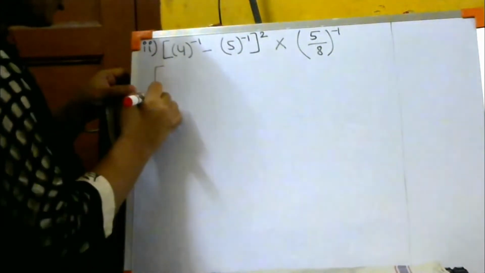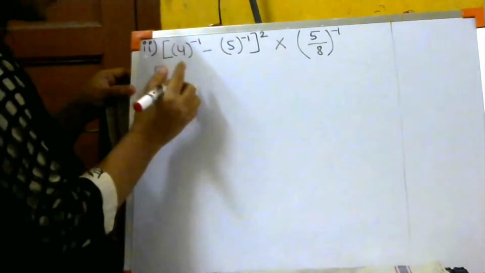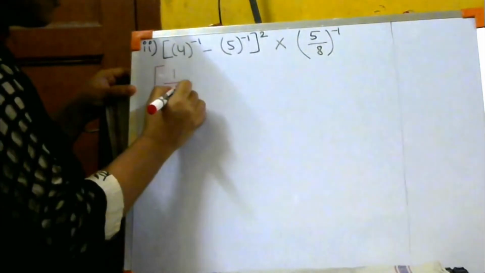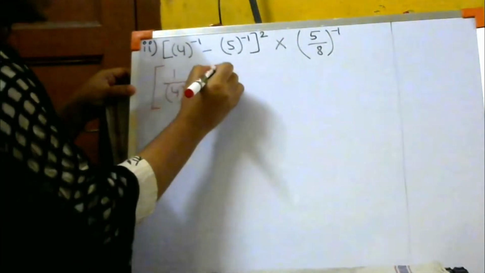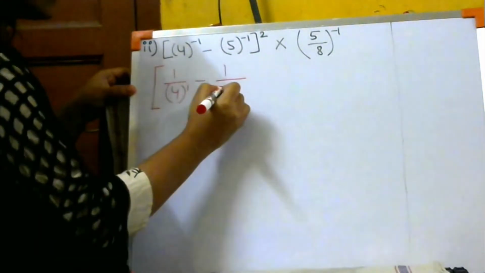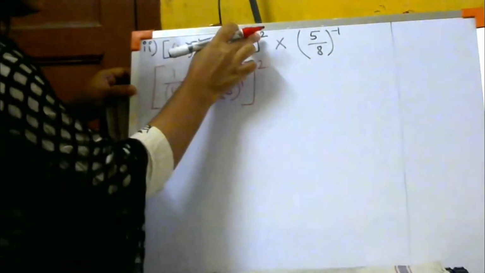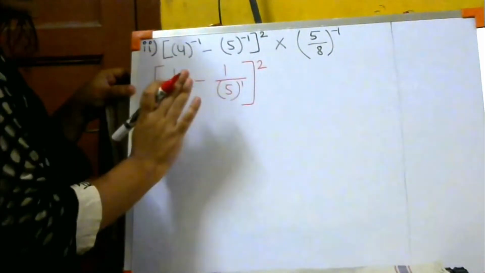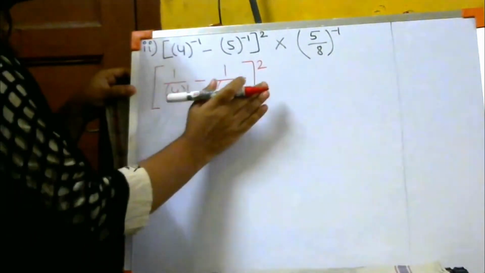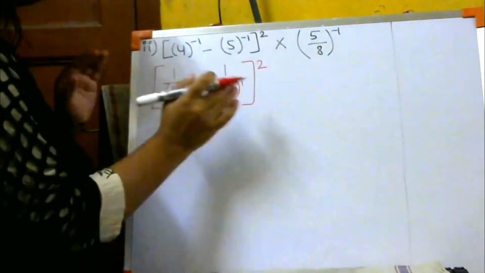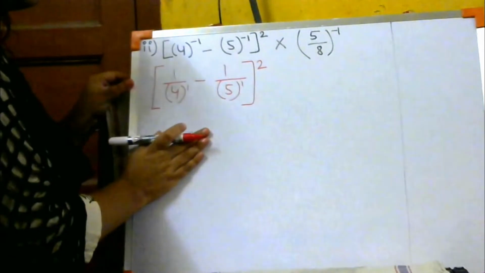Same thing you are going to do. You are going to solve the bracket first. 4 to the power minus 1 means 1 by 4 to the power 1. Minus 5 to the power minus 1 means 1 by 5 to the power 1. Whole square. Let this square be like that. You are not going to do anything which is outside the bracket. First, let us solve inside the bracket. Whatever is inside the bracket.